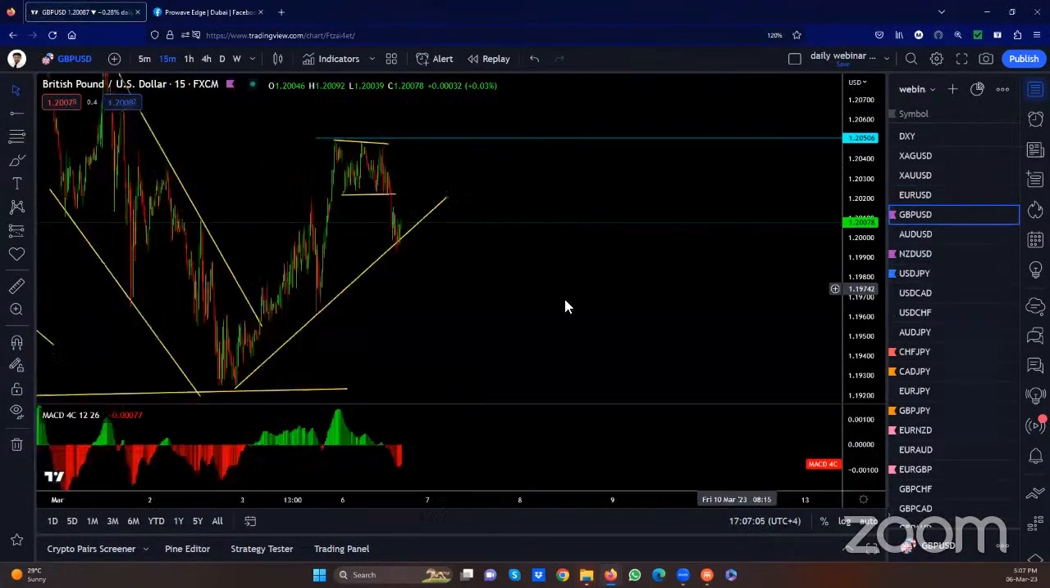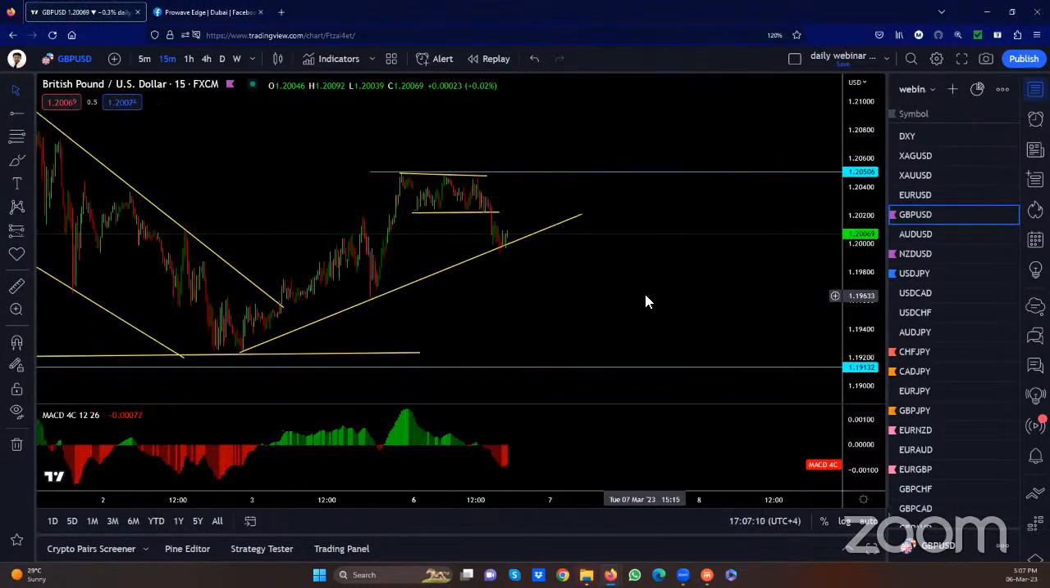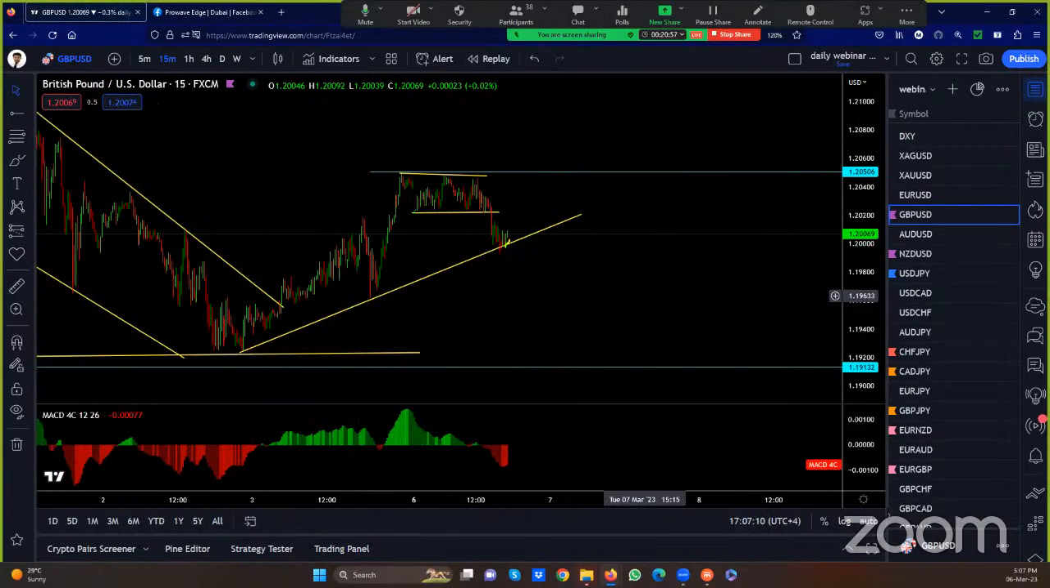Pound. Still a buy setup. Now it would be much better to actually buy the pound from here if we get it. So what we do is we keep track of the 15 minutes. And if we get an impulse and a flag here, instead of taking the trade there, we'll take the trade from here to the upside.